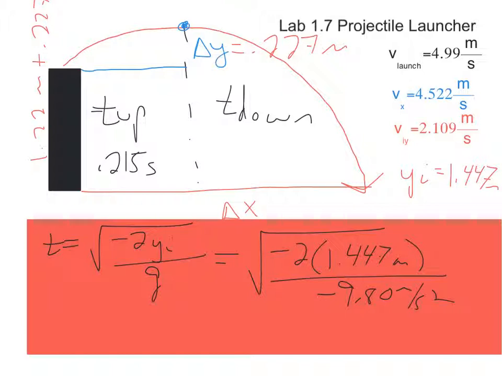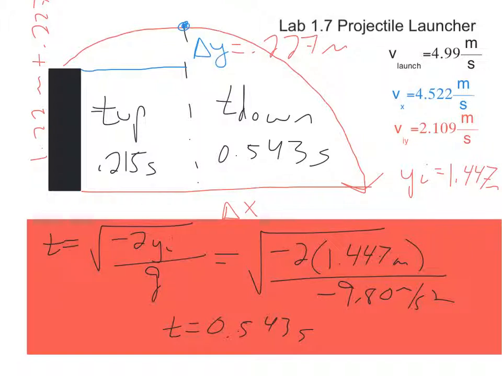divided by 9.8, take the square root of that, I get 0.543 seconds. So t equals 0.543 seconds. So that is my time down, 0.543 seconds. All right, so that's that. That's it for my time down.